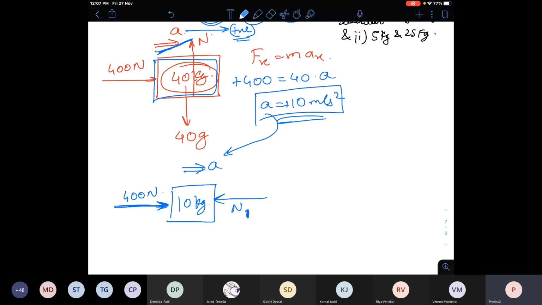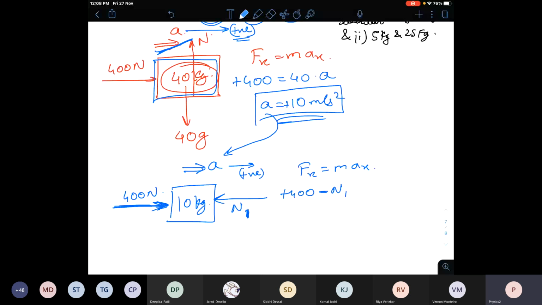Now you can apply F equals ma, Fx equals max. Again, your acceleration direction will be considered as positive. You can see here that 400 is in the positive direction, so plus 400. Your N1 is in the negative direction, so minus N1. This comprises your net force in the x direction, Fx.